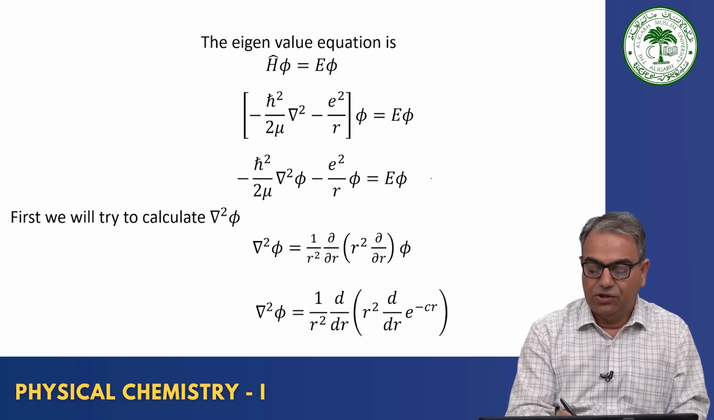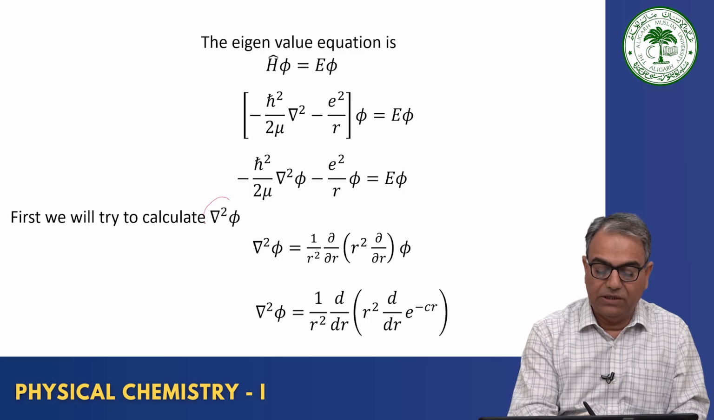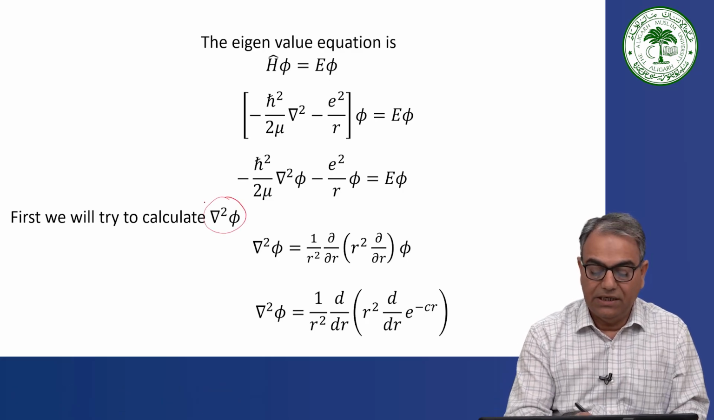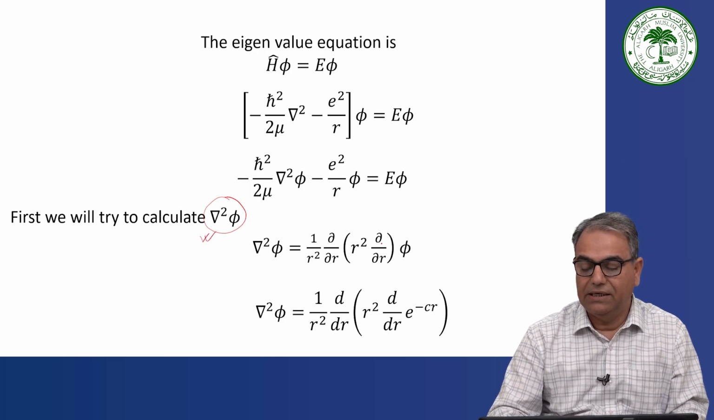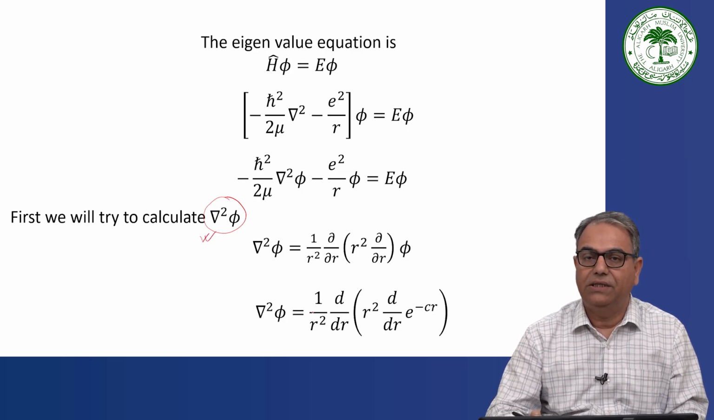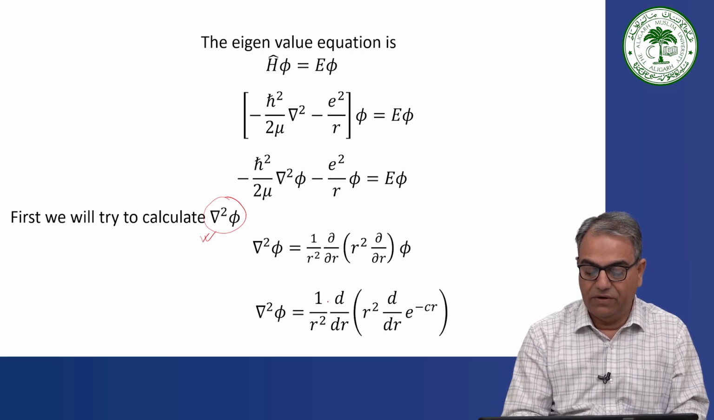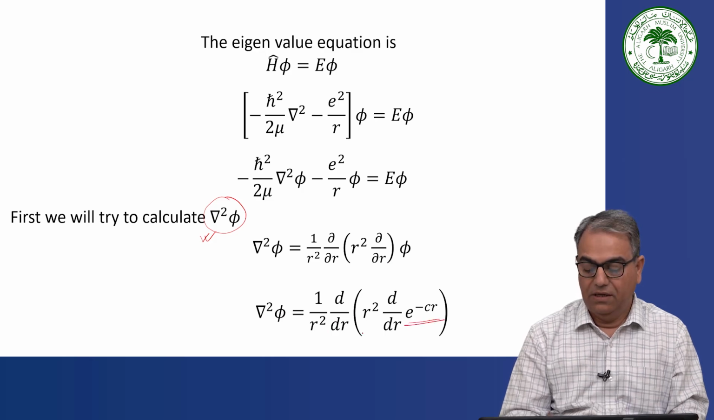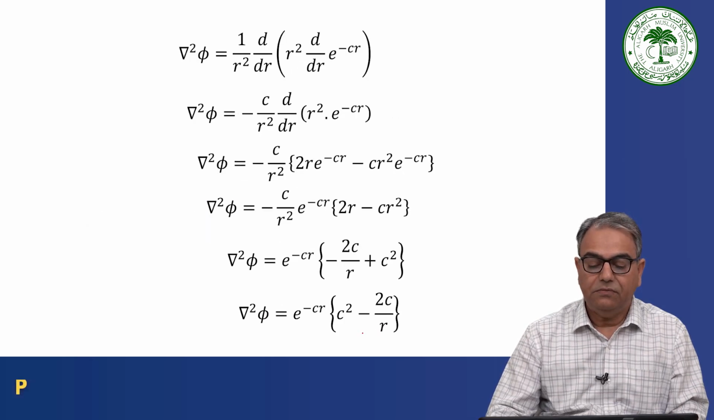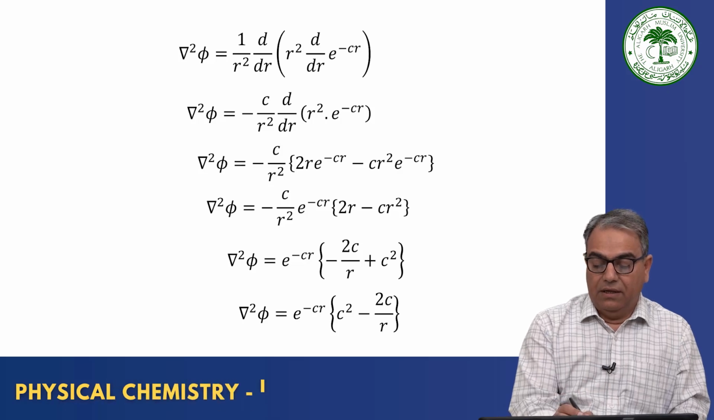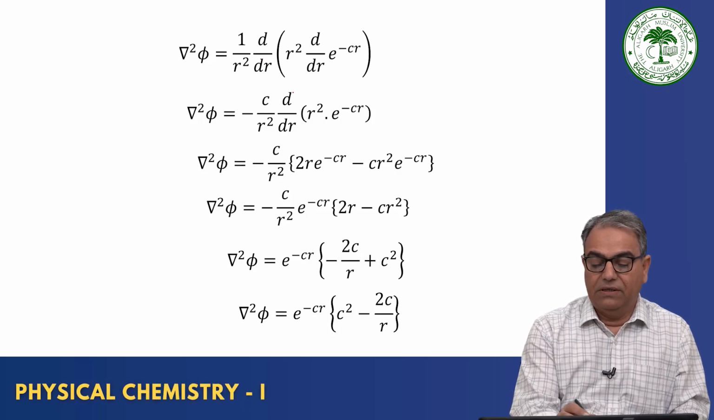The first thing which we did is we tried to find the value of del square phi, and this del square phi in spherical polar coordinates is 1 by R square d by dR of R square d by dR acting on phi, and phi is exponential minus CR. So we write del square phi is equal to 1 by R square d by dR of R square d by dR of exponential minus CR. When you differentiate this, what you get is minus C times exponential minus CR.